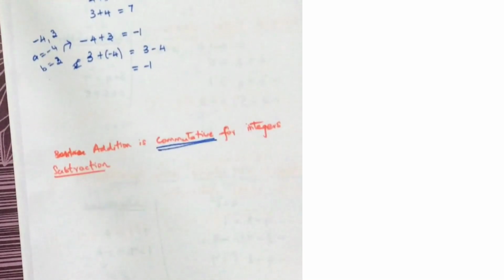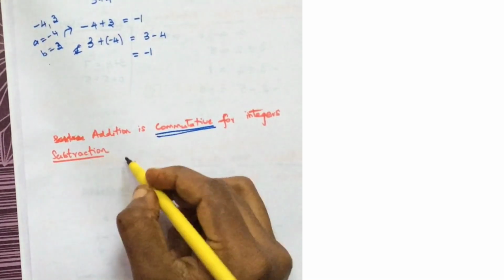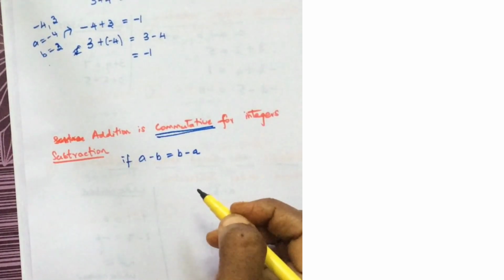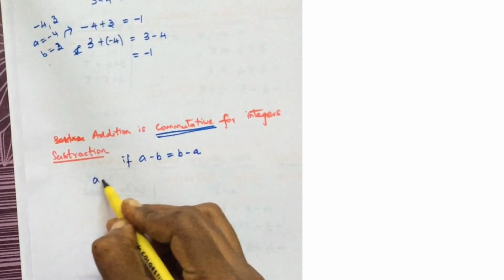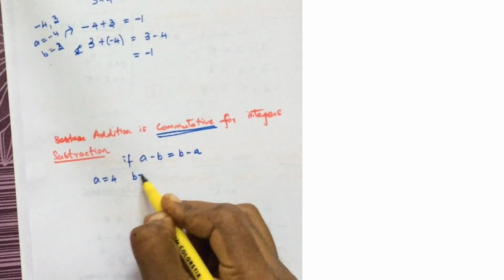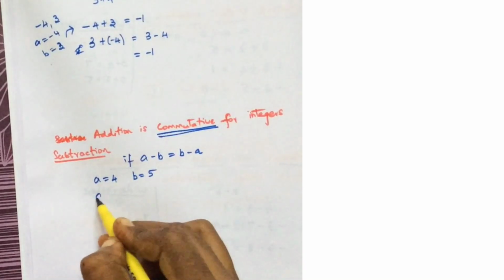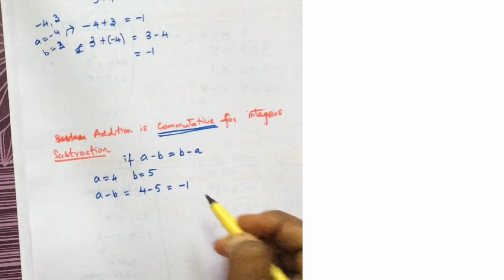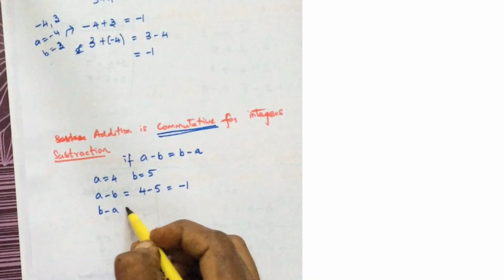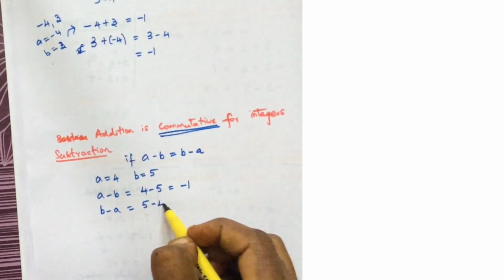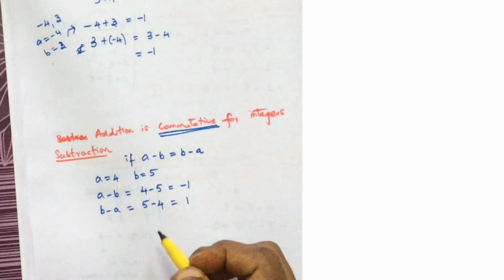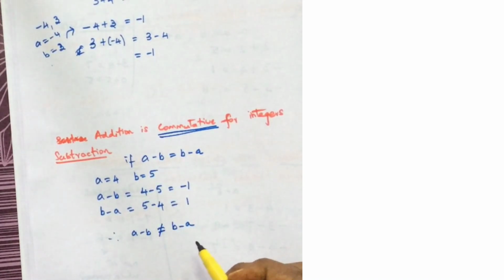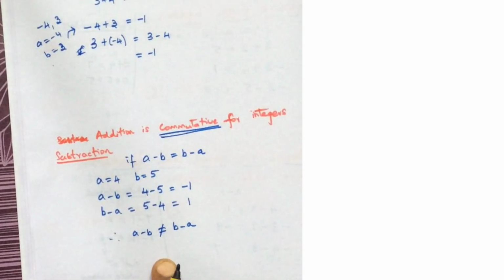The next is we are going to check for subtraction. What you have to check is if a minus b is equal to b minus a. Let me take two integers. Let a equal 4 and b equal 5. What is a minus b? 4 minus 5, that is equal to -1. What is b minus a? 5 minus 4, that is equal to 1. Therefore, a minus b is not equal to b minus a. Similarly you can check for whole numbers also.